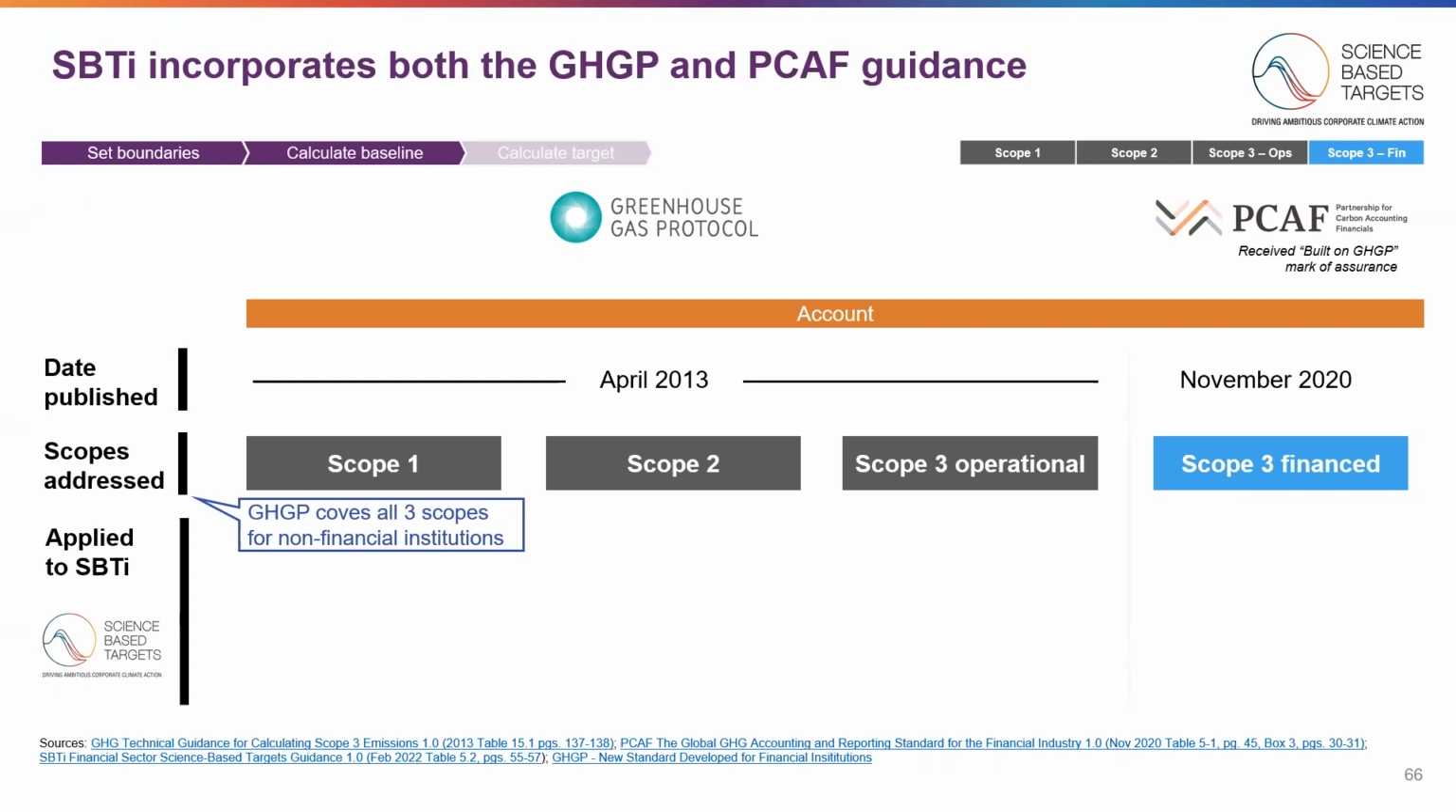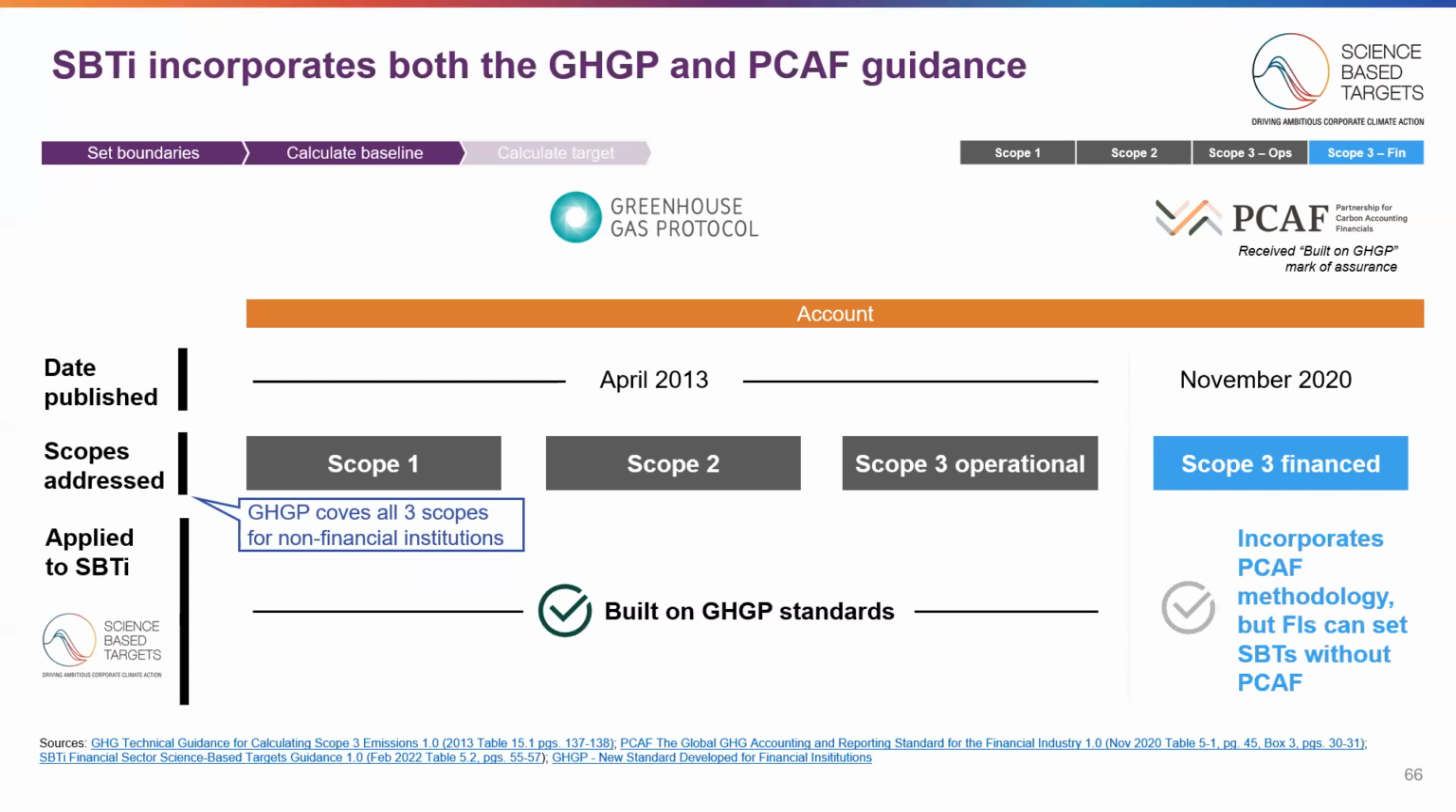How does this relate to SBTI? SBTI is built upon and refers to the GHGP standards. For Scope 3, it incorporates the PCAF methodology, but FIs can set SBTs without PCAF. SBT follows PCAF closely, only differing significantly in one spot, but that could change over time. Throughout all the modules, we will call out where SBTI relies on and/or differs from GHGP and PCAF. For PCAF in particular, there's a deeper dive in Module 5, Scope 3 Emissions Overview.